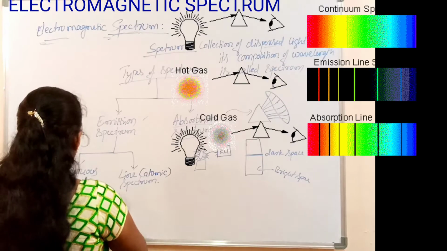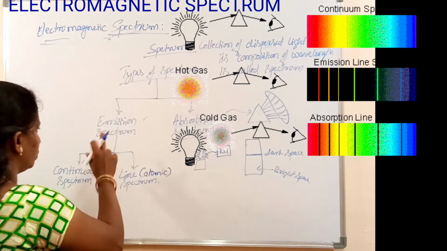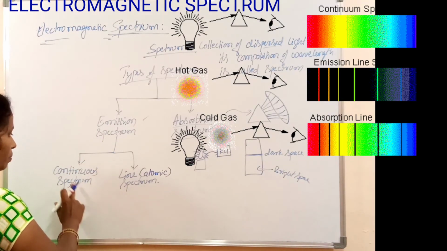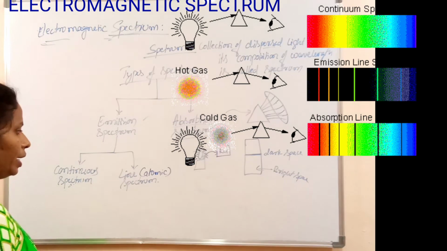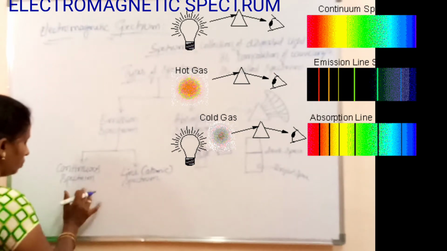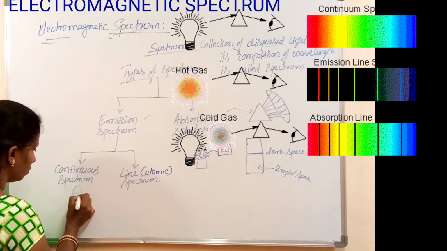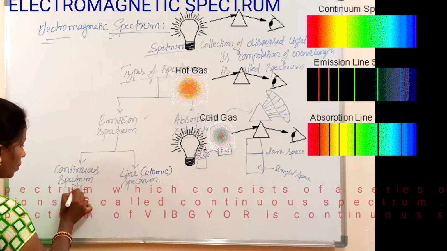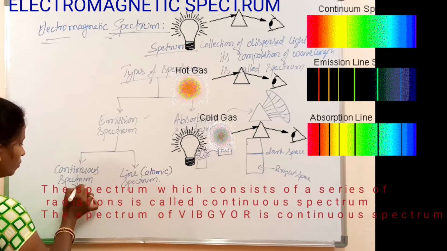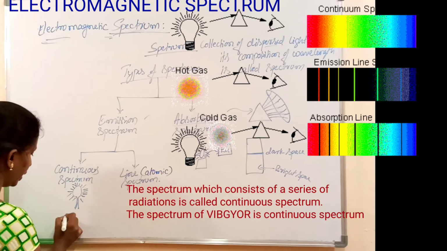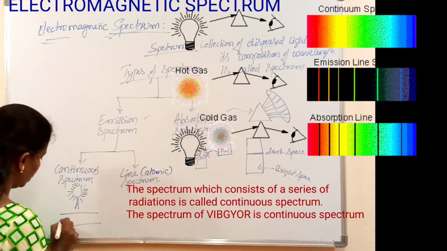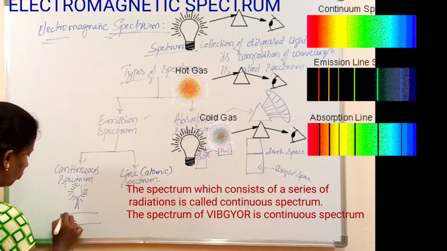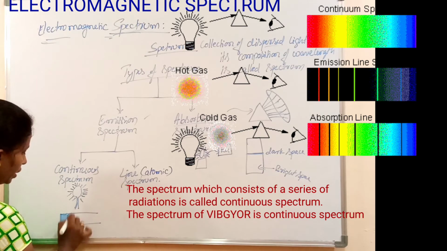In emission spectrum we have two types, continuous spectrum and line or atomic spectrum. In continuous spectrum you take an example of a bulb or the sun, which is going to emit all types of radiation. Here you are going to get a spectrum like this, containing all types of frequency or wavelength radiation. This is continuous, there is no gap here.